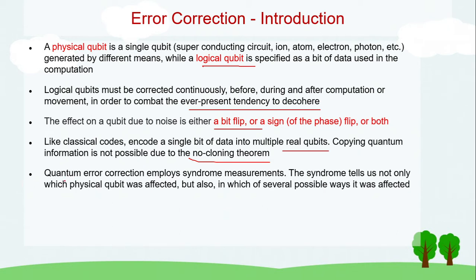Quantum error correction employs syndrome measurements. We'll learn more about that. The advantage of syndrome qubits is that they not only tell which physical qubit was affected, but also in which of the several ways it was affected. And later, with that information, we can correct the data. If an error occurs, we can correct it. So that is what we are going to see.